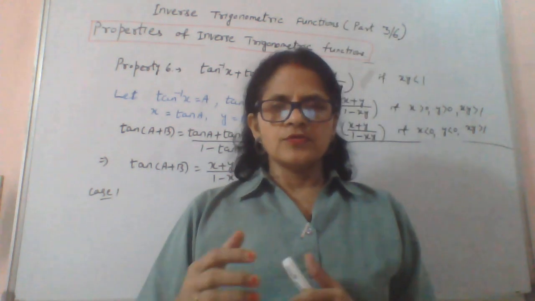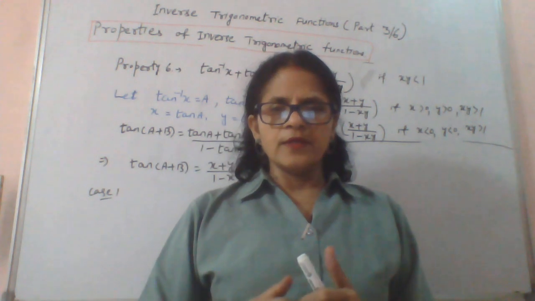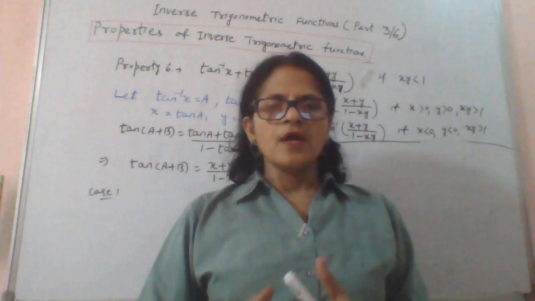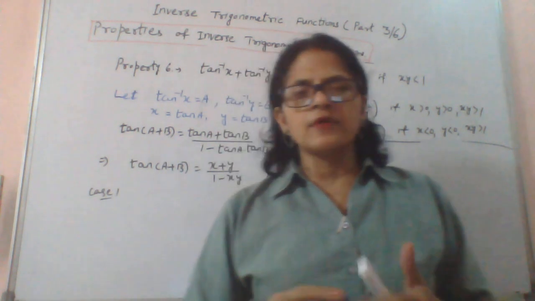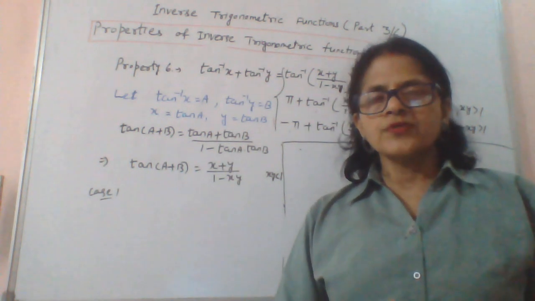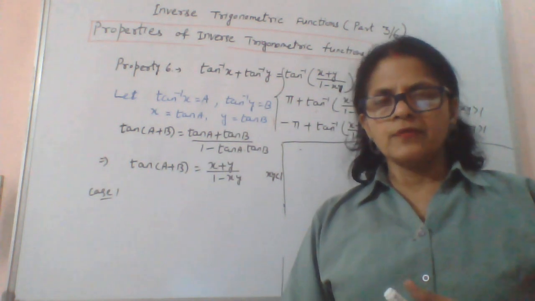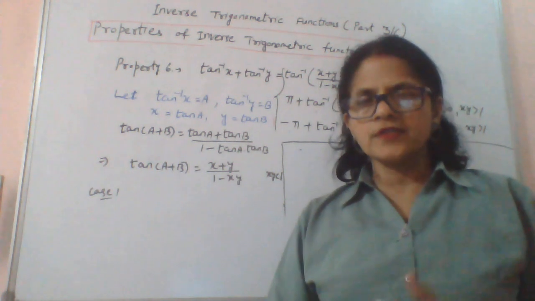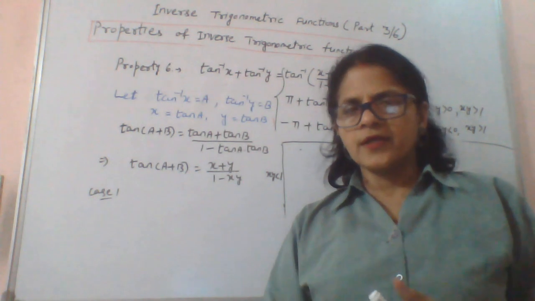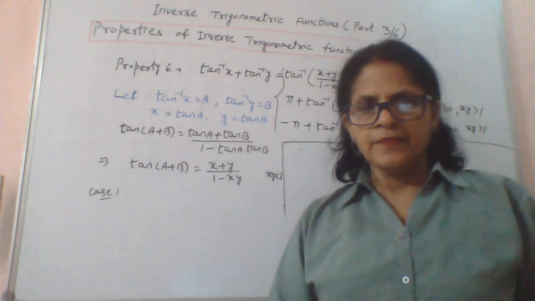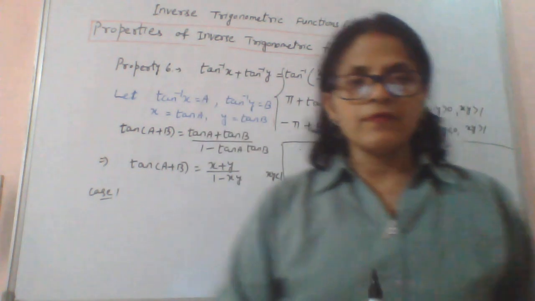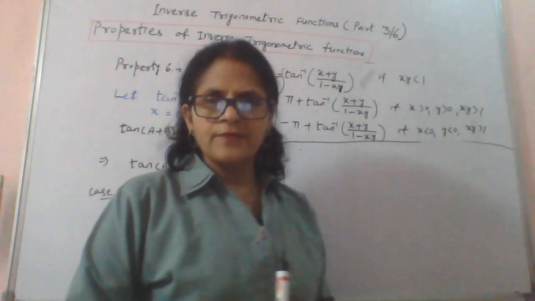In those 2 videos, I have explained what the principal value branch of any inverse trigonometric function is, and we have also covered the first 5 properties. Those are very important, because whenever you go through the basics of the topic, it is very easy for anyone to feel connected with the topic. And we are in property number 6. It is also one of the favorite formulas of the students.